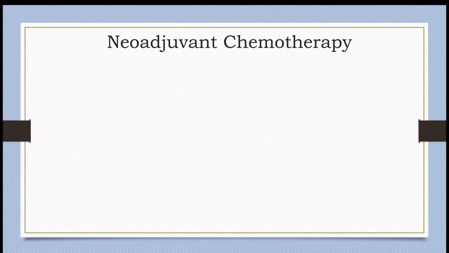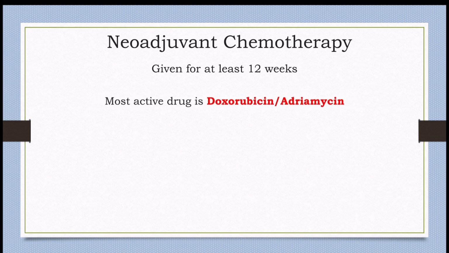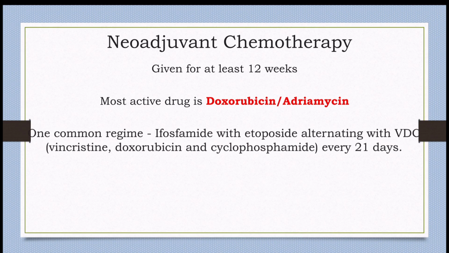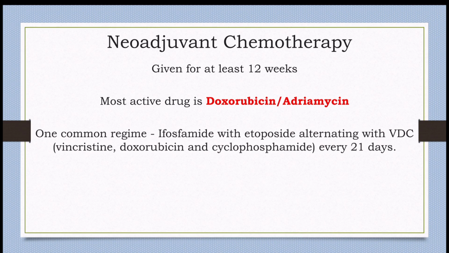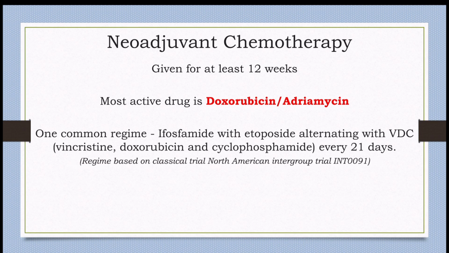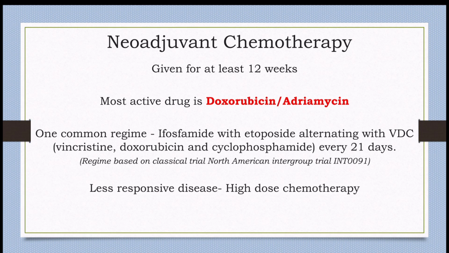Neoadjuvant treatment is typically given for at least 12 weeks. The main active drug in Ewing sarcoma is doxorubicin. One commonly used regimen is ifosfamide with etoposide alternating with VDC, vincristine, doxorubicin and cyclophosphamide, every 21 days. This regimen is commonly followed in North America and based on the classical North American intergroup trial INT0091. High-dose chemotherapy is also given with bone marrow support by colony-stimulating factors.